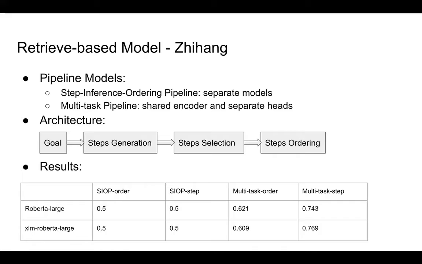Here are our results. We listed the results of RoBERTa large and XLM-RoBERTa large since their results are generally better. Under our limited computational resources, we trained our models on around 10,000 samples. From the table, we can see that if we use the step inference models pipeline, the model is not effectively trained. It performs no better than the random classifier. However, our multitask pipeline performs well under such limited settings.